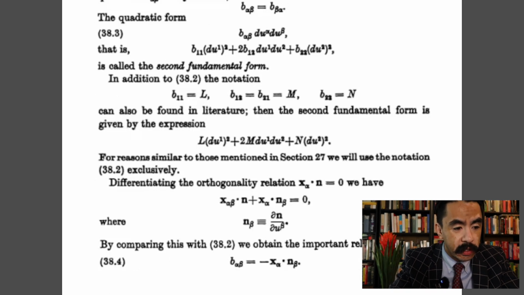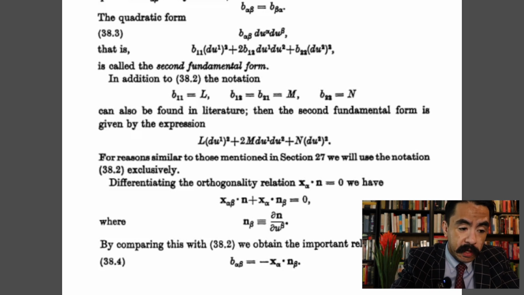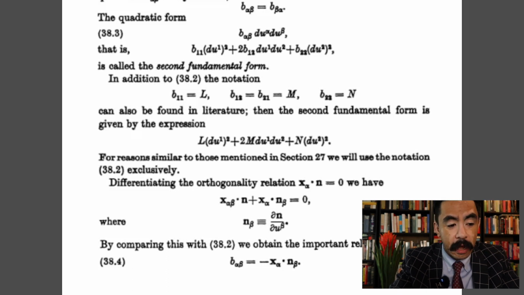In addition to the previously introduced abbreviated notation, the notation b sub 1 1 equals capital L, b sub 1 2 equals b sub 2 1, which is then set equal to capital M, and b sub 2 2 equals capital N, can also be found in literature. Then the second fundamental form is given by the expression capital L times du1 squared plus 2 times capital M times du1 du2 plus capital N times du2 squared. For reasons similar to those mentioned in the section on the first fundamental form, we will use the notation where b sub alpha beta equals the scalar product of x sub alpha beta and n exclusively.